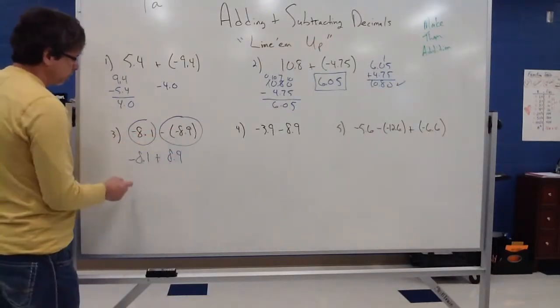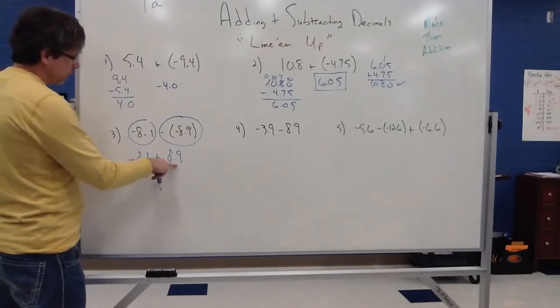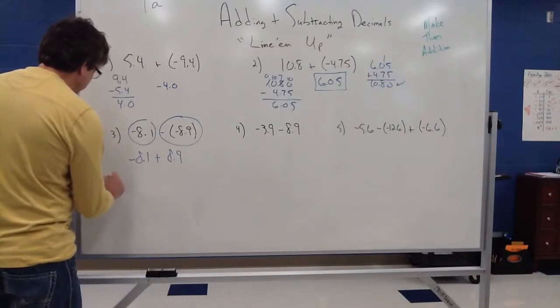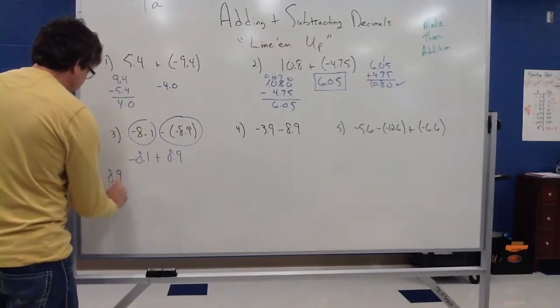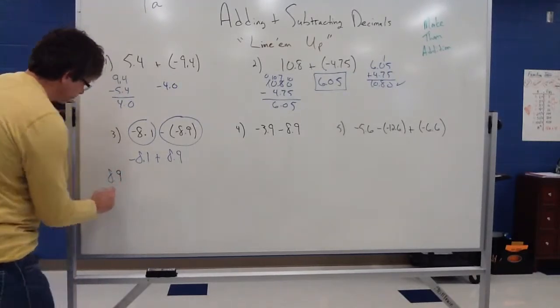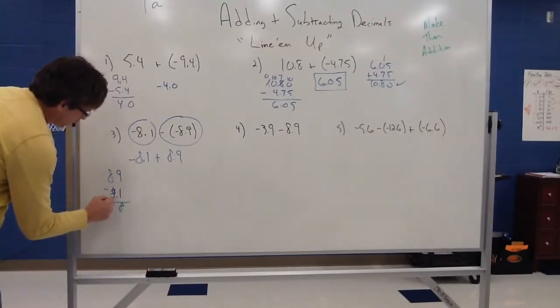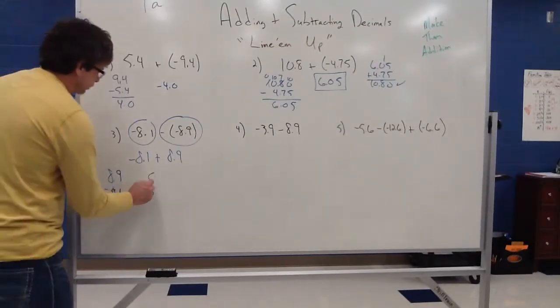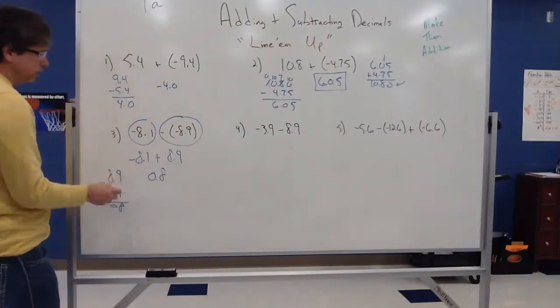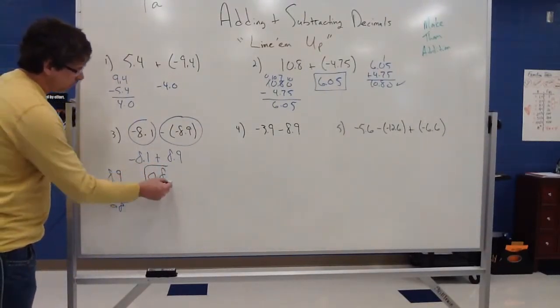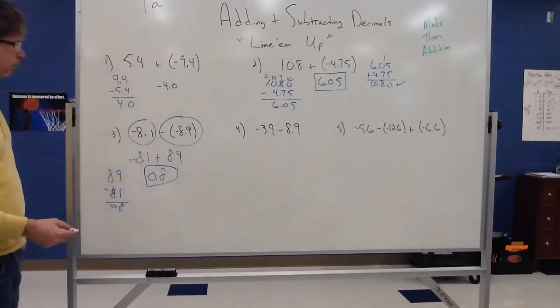So there's my new problem, and since I have debt and income, the debt is going to remove some of my income, and I'm seeing that it's a subtraction problem. 8.9 take away 8.1. Looks like I'm going to get 0.8. And since the 8.9 is larger, that stays as a positive value. So 8/10 would be my answer.